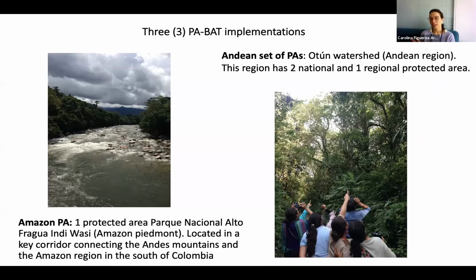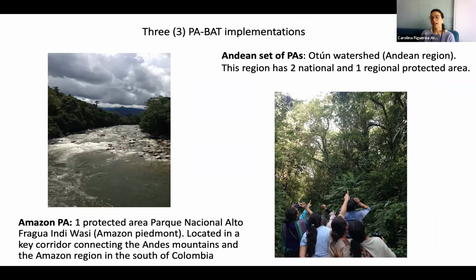I think it is very interesting for you to know that PA-BAT is possible to do in different types of scenarios. First, we did the PA-BAT in an Amazon protected area in the Amazon region in Colombia, in the Piedmont. This park was very important because it connects the Andes mountains to the Amazon region through a corridor. We implemented one in this region where there are indigenous people and other local stakeholders like the park authorities, the mayor's office, and so on.